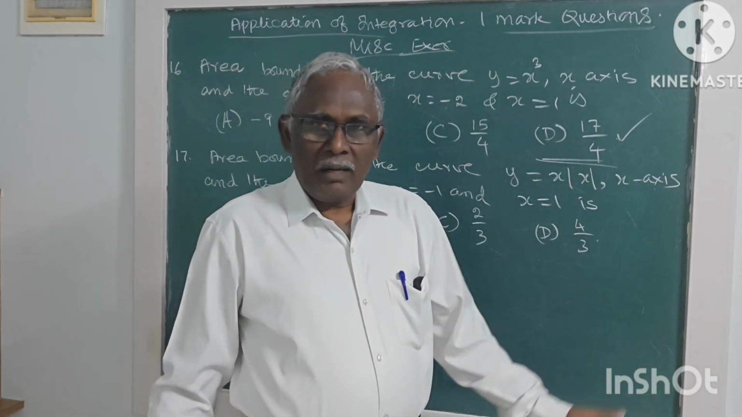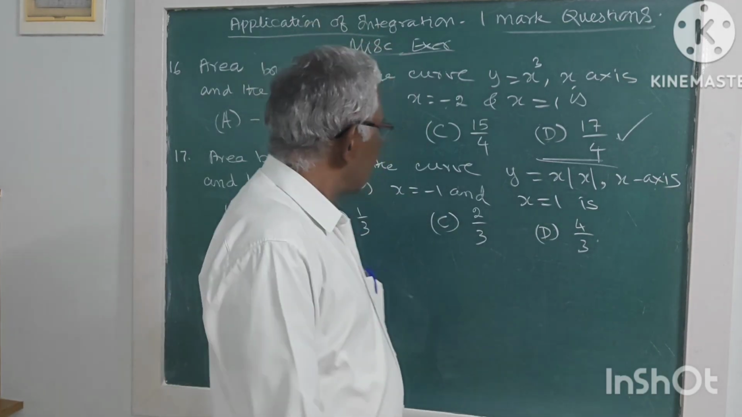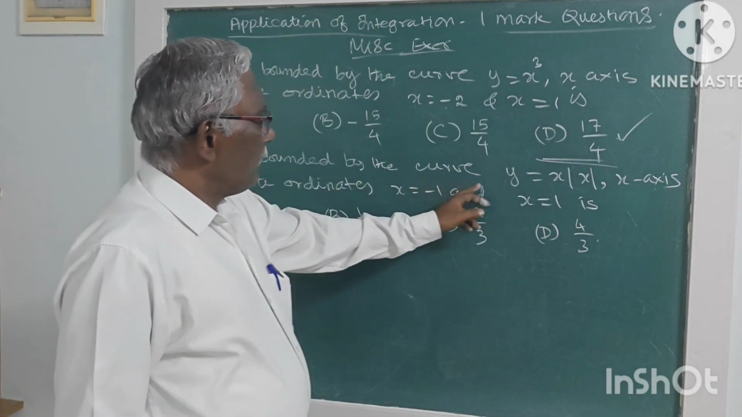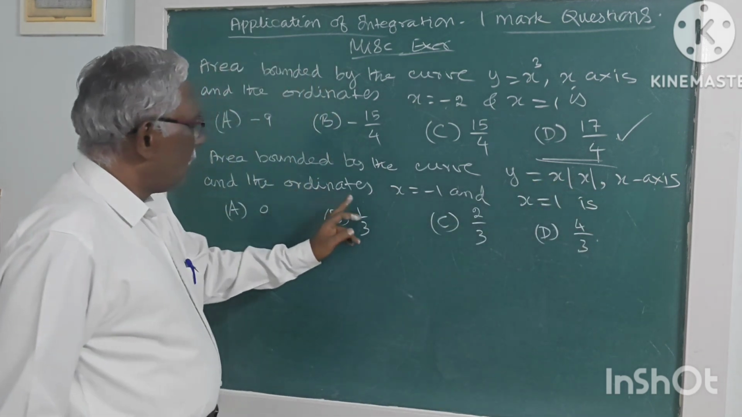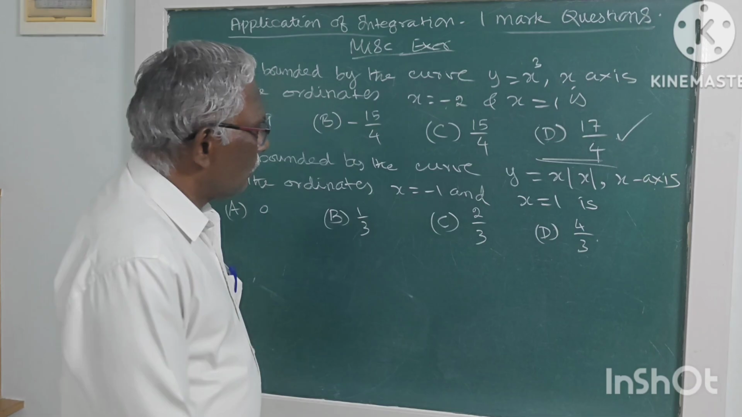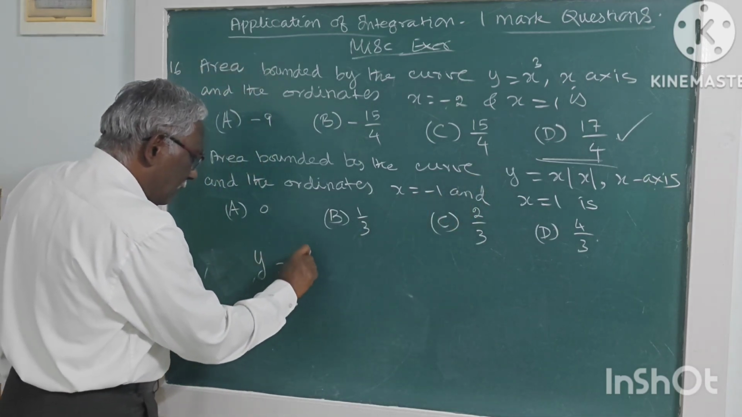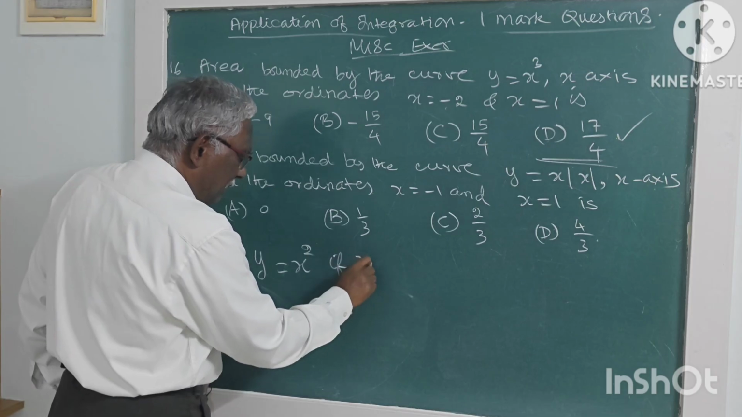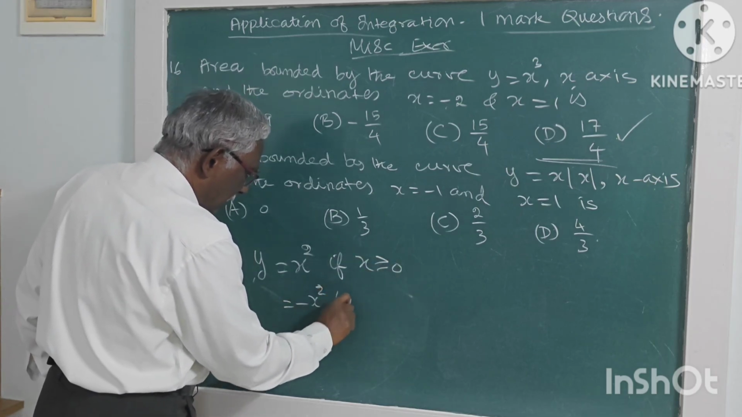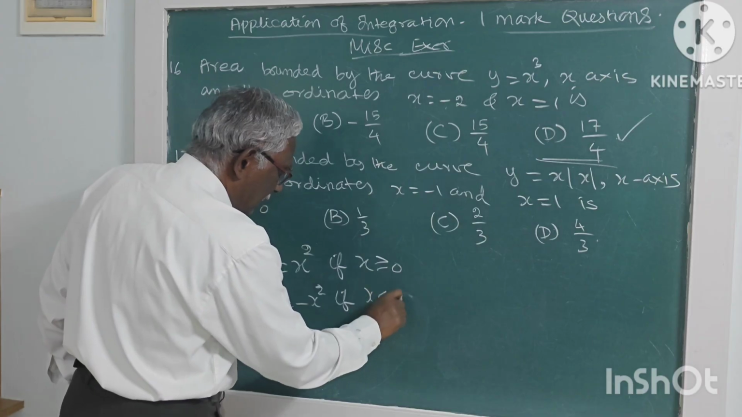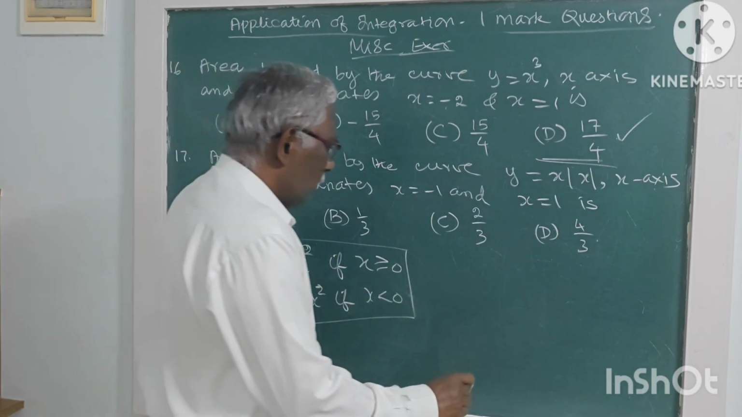Some of the problems we have to do, but we need not write the steps. Area bounded by the curve y is modulus of x, the x-axis and the ordinates x is minus 1 and x is 1. That equation we can write as y is equal to x square if x is greater than or equal to 0, and minus x square if x is less than 0. So that means we have two equations. So we will draw this.